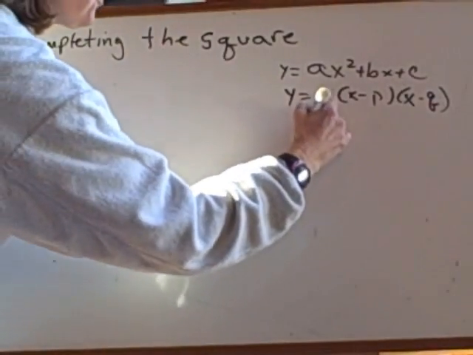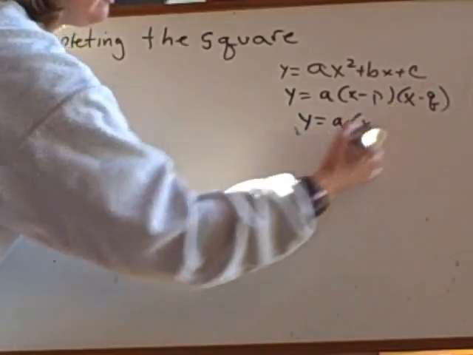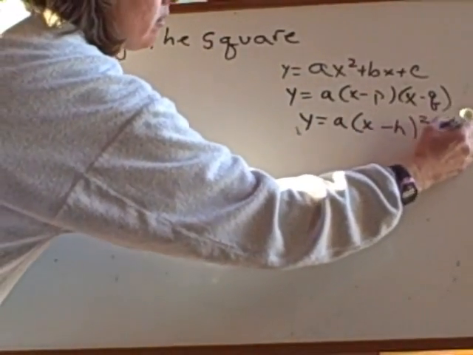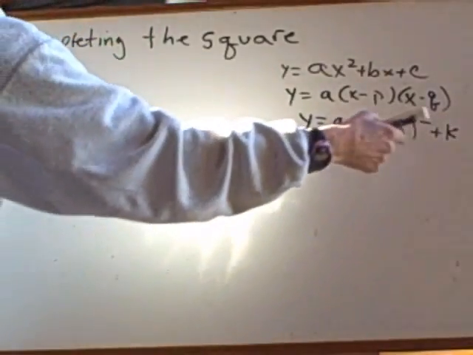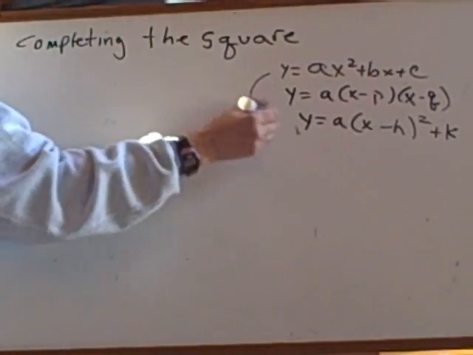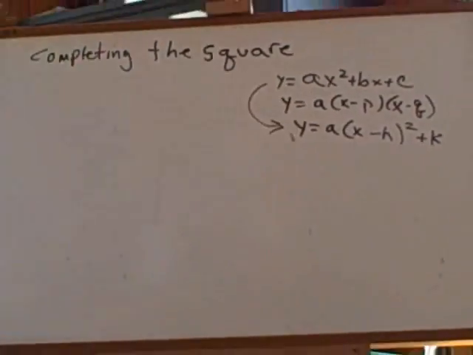Yep. All right, our last form would be the vertex form, and that's the big kahuna. I hope I have that right. y equals a times x minus h quantity squared plus k. What we're trying to do with completing the square is taking a quadratic in this general form and converting it into the vertex form.